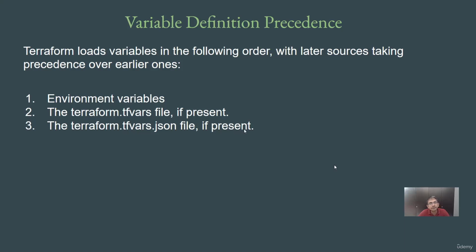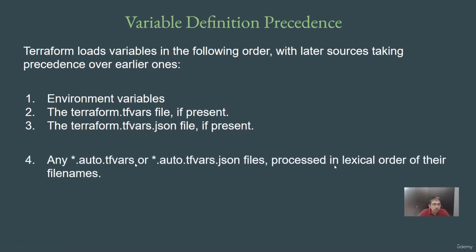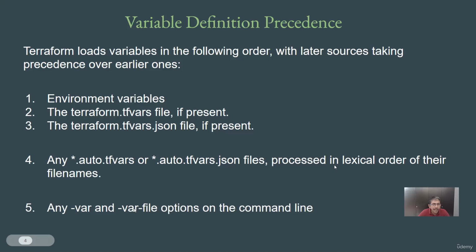terraform.tfvars.json file if it is present. Then any auto.tfvars or auto.tfvars.json file, if they are present, it will take from there. And then any -var or -var-file options on the command line, if you have specified, it will take from here. So what does this mean?